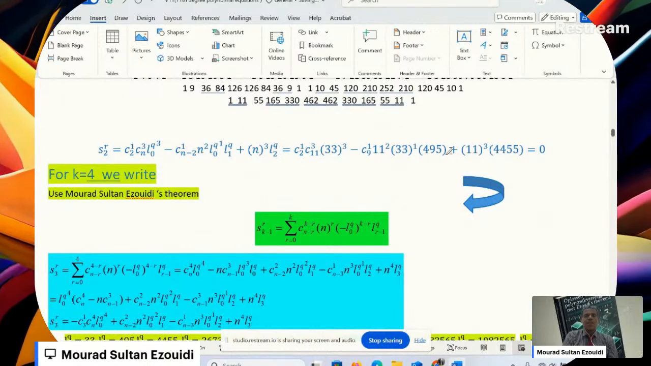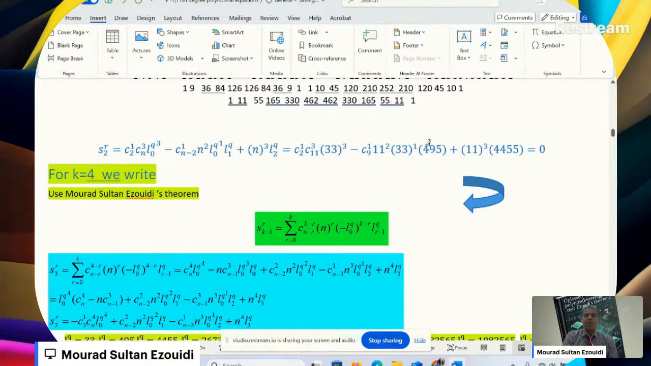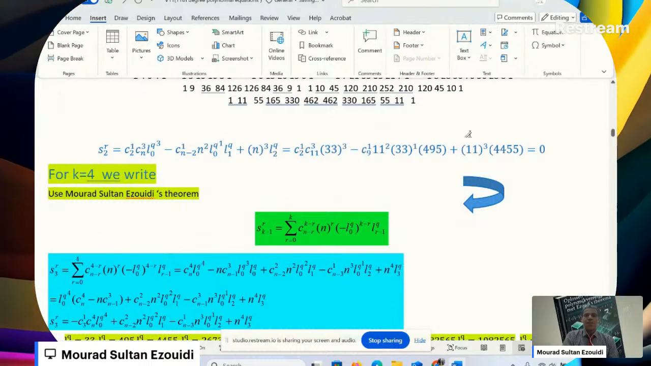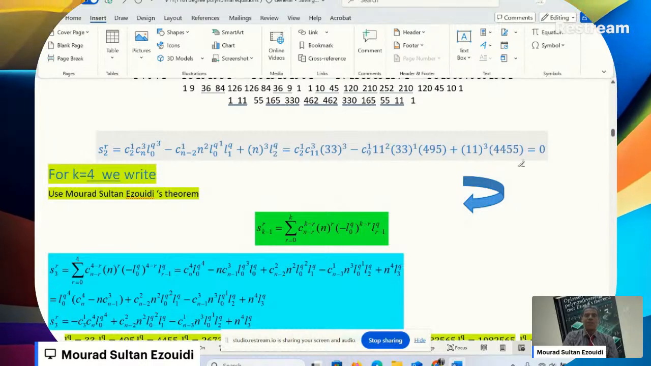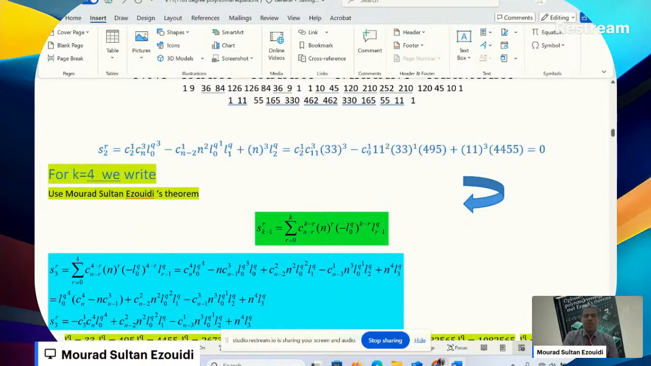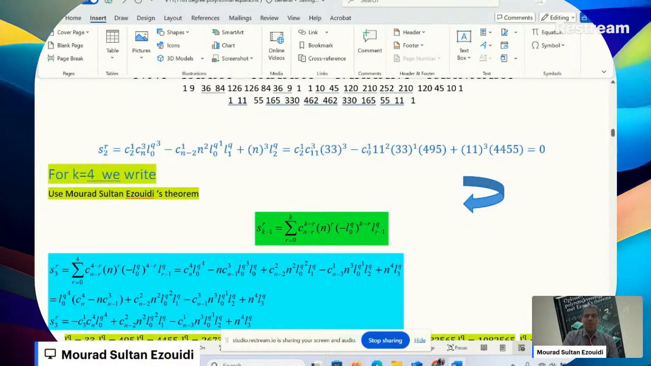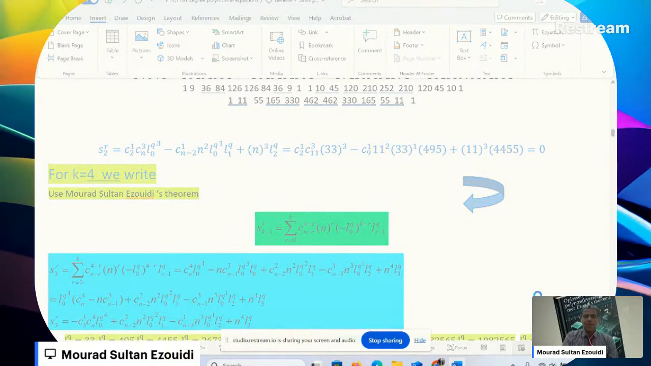This is S2, my kids. Substitute L0 with 33, L1 with 495, and L2 with 4455. You get that the value is going to be equal to 0. Use your own calculator, and write your notes down.